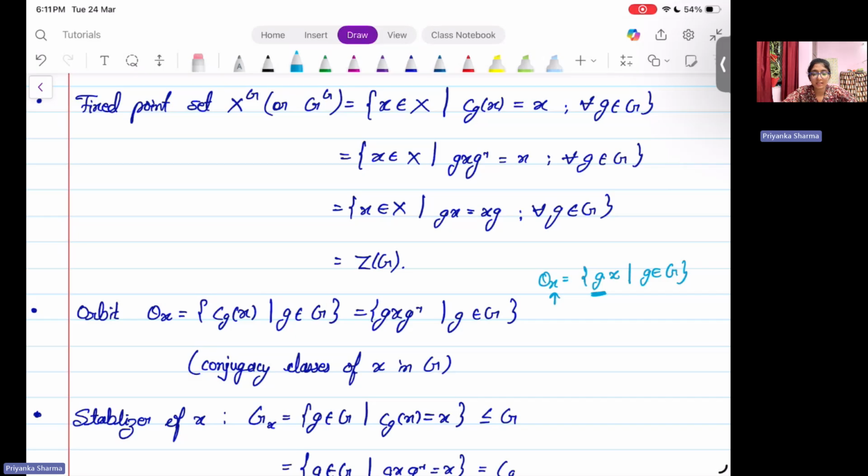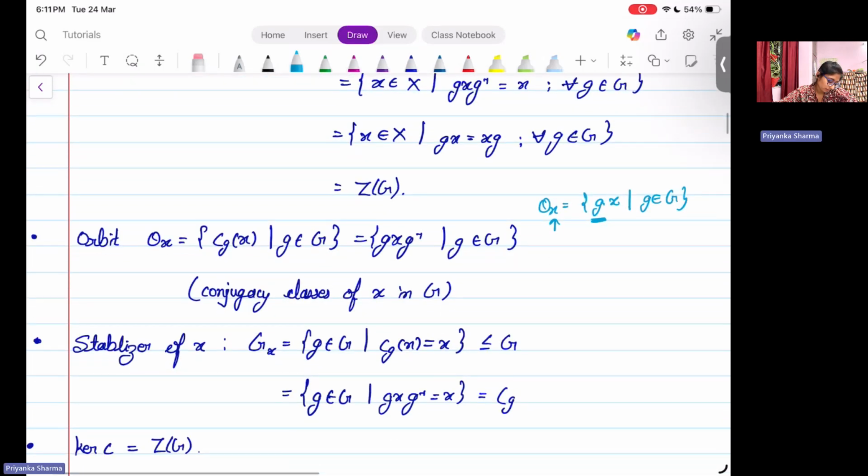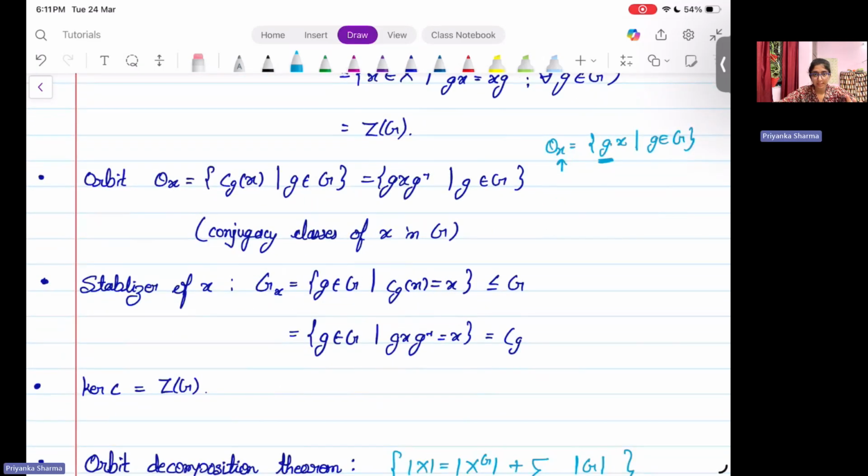So whenever we collect this g x g inverse for any element x, we will get the conjugacy class of x in G. So what is the orbit? Orbit of x is the conjugacy class of x. So actually the orbits are conjugacy classes, if a group is acting on itself under the conjugation action.